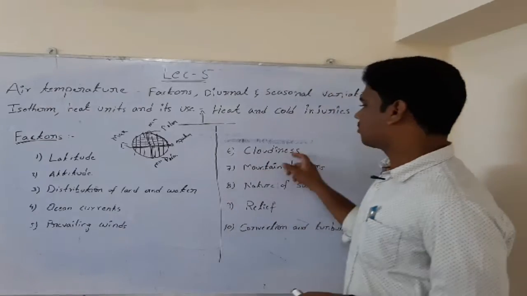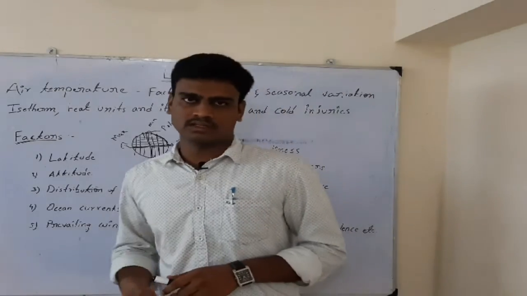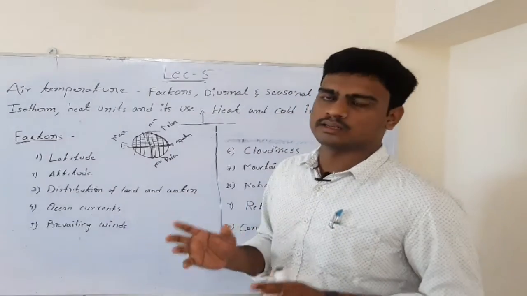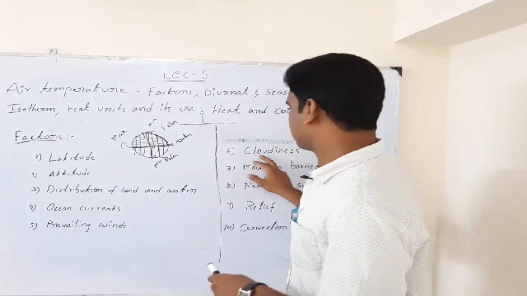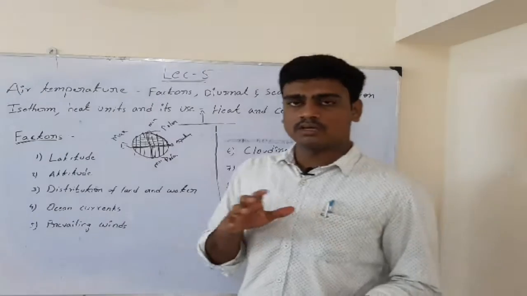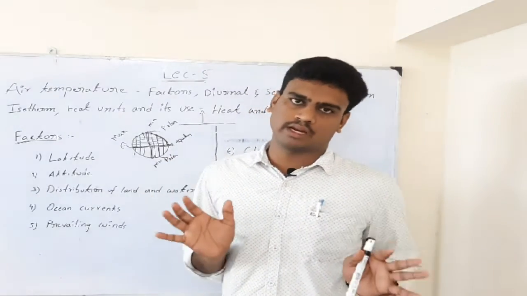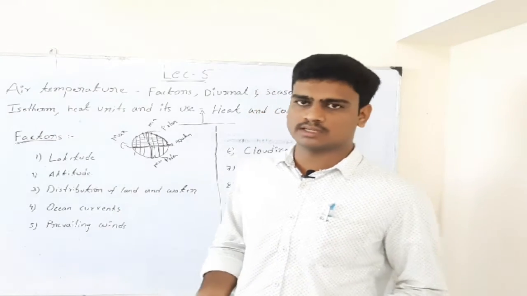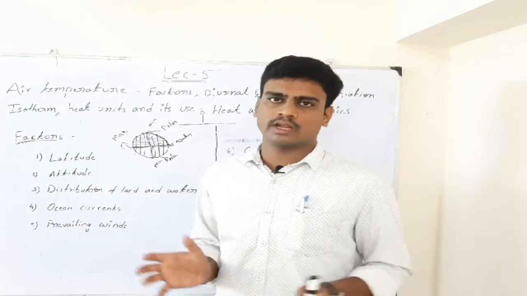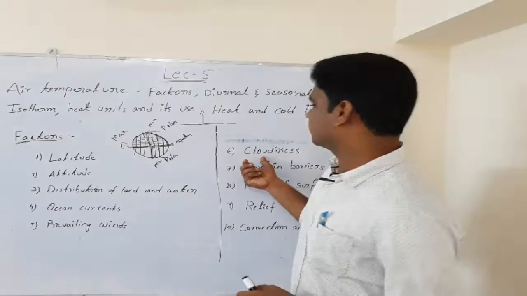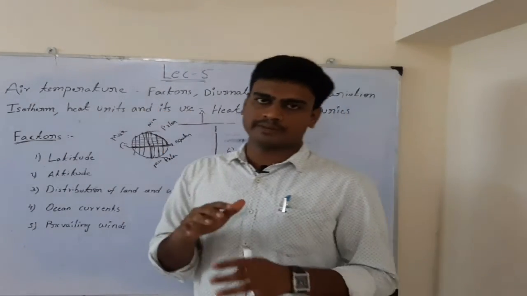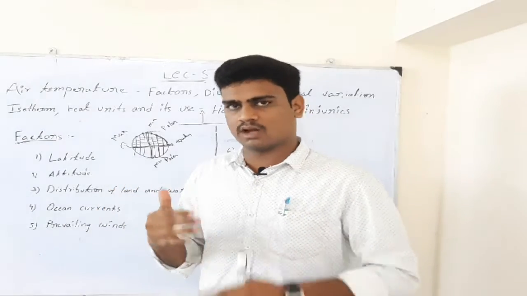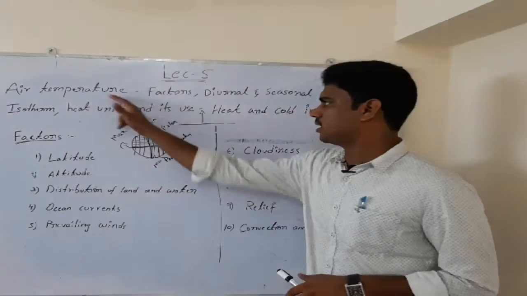Then the next one is cloudiness. Whatever the season, summer, winter or rainy season, when clouds occur in the climate or weather, what will they do? They will stop the incoming solar radiation. When they stop incoming solar radiation, ultimately we are not getting heat from the sun. So all of a sudden that particular area will get cool and it will ultimately affect the air temperature. So far the air temperature may be very high, but because of the cloudiness all of a sudden it will come down. So clouds also play a major role in air temperature.